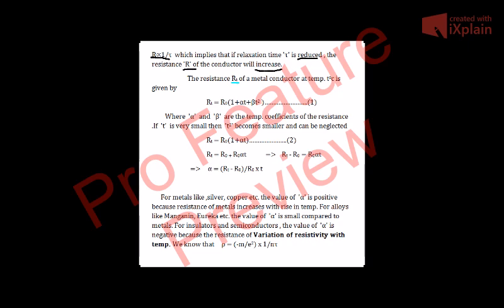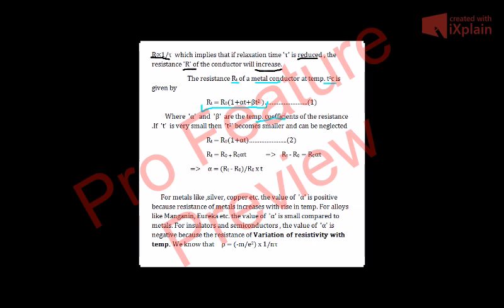Let R be the resistance of a conductor at temperature T degrees centigrade, and R naught the resistance of the conductor at 0 degrees Celsius. Then they are related as R_T is equal to R naught into 1 plus alpha T plus beta T squared, where alpha and beta are the temperature coefficients of resistance.